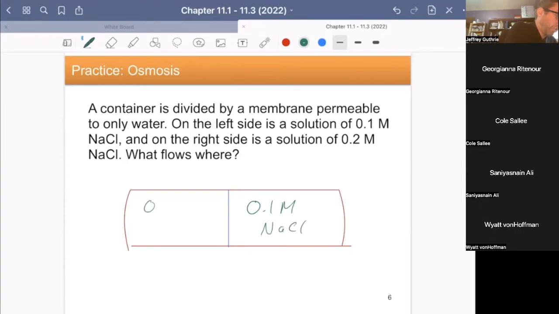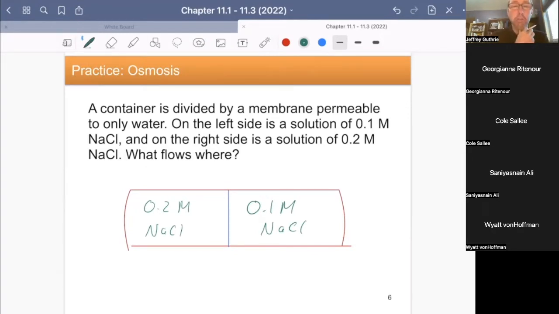And then 0.2 molar sodium chloride over here. Okay, so the question is asking you what flows where. So the possibilities of things that can flow are water, sodium, and chloride. So if anybody wants to put in the chat which of those 3 things is going to move, or if you just want to yell it out, let me know.